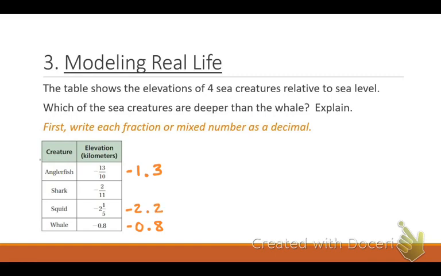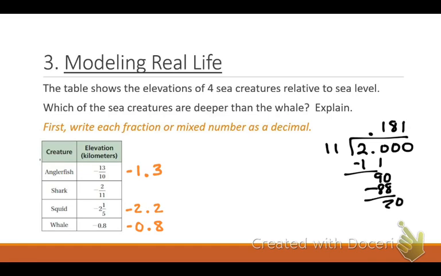Okay, so really we just have the work now that we need to figure out for the shark, negative 2 divided by 11. So underneath your box, go ahead and do this work for me. All right, so remember the 2 will go first and then the 11 goes on the outside. As you're doing it, did you guys get your answer? Yes. What's the answer? 18 repeating.